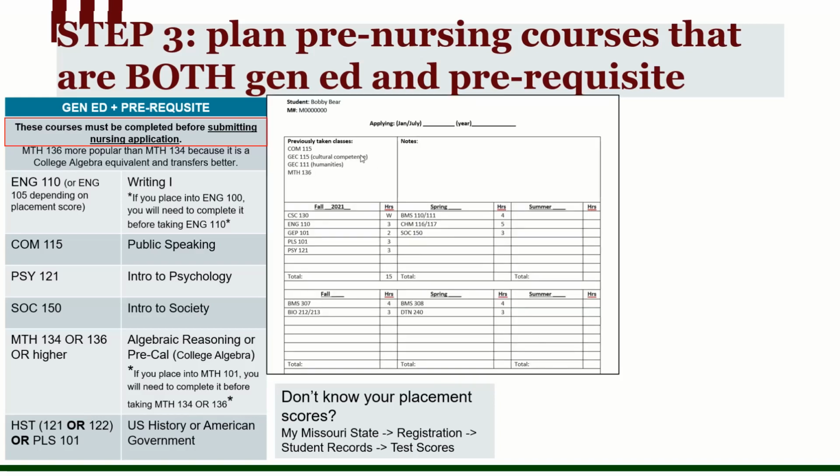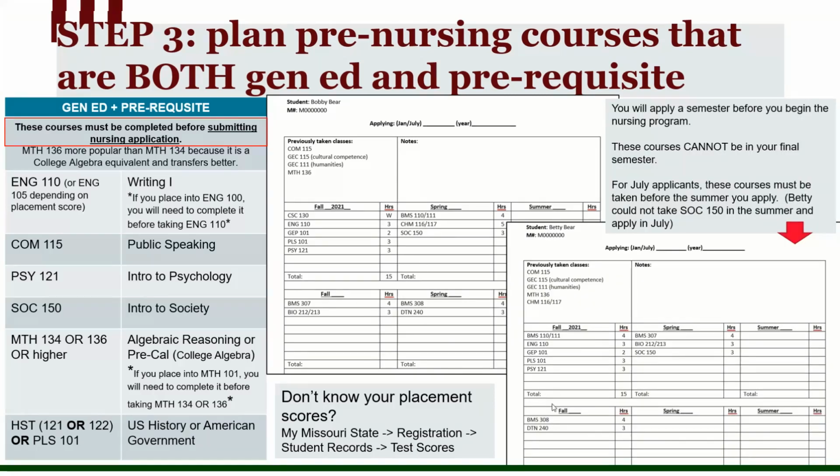Okay, so this student actually has most of these done already between previously taking classes and what they're taking this fall. The only class that they have left on this list is Soc 150, so they've planned it for the spring. Remember, this has to be done before submitting your nursing application. They are on track to start the program in the fall down here. So they're going to be applying in between this fall and spring semester. So they need to have everything planned by the end of the fall.